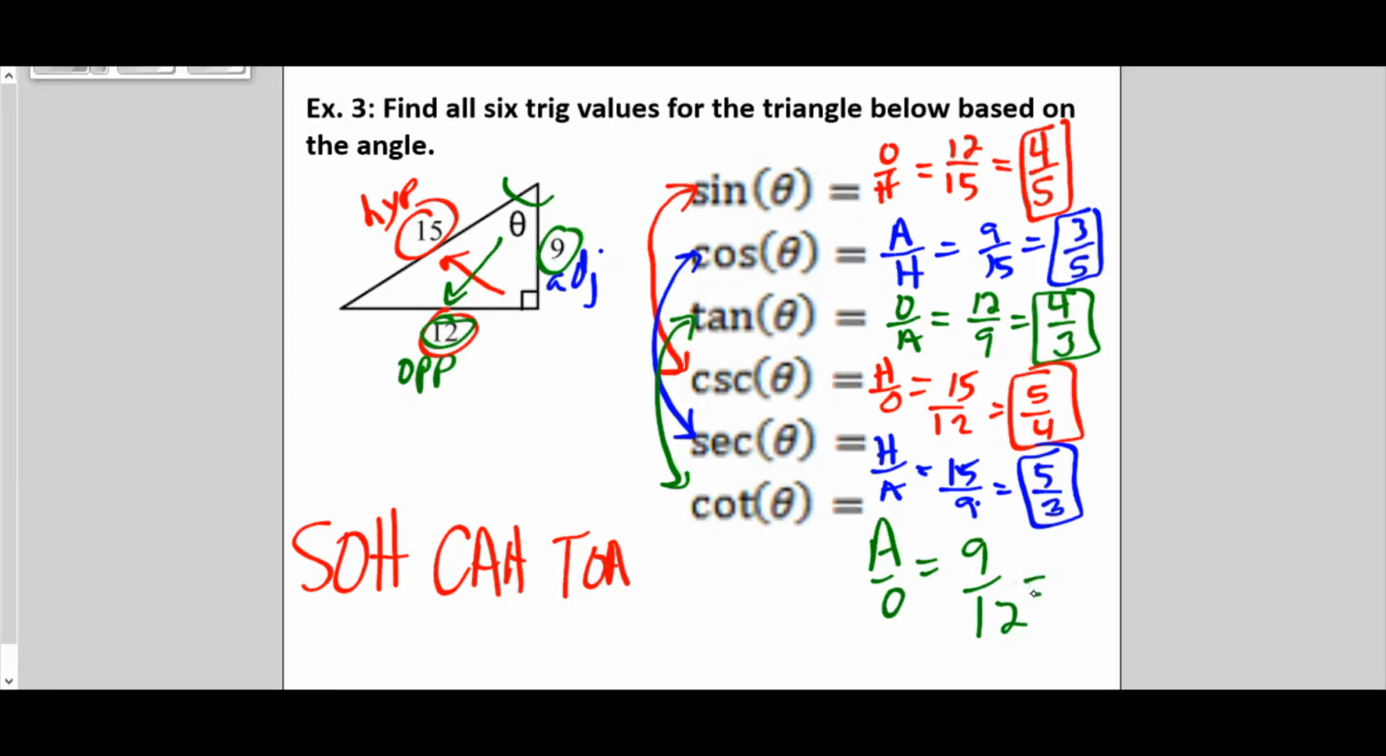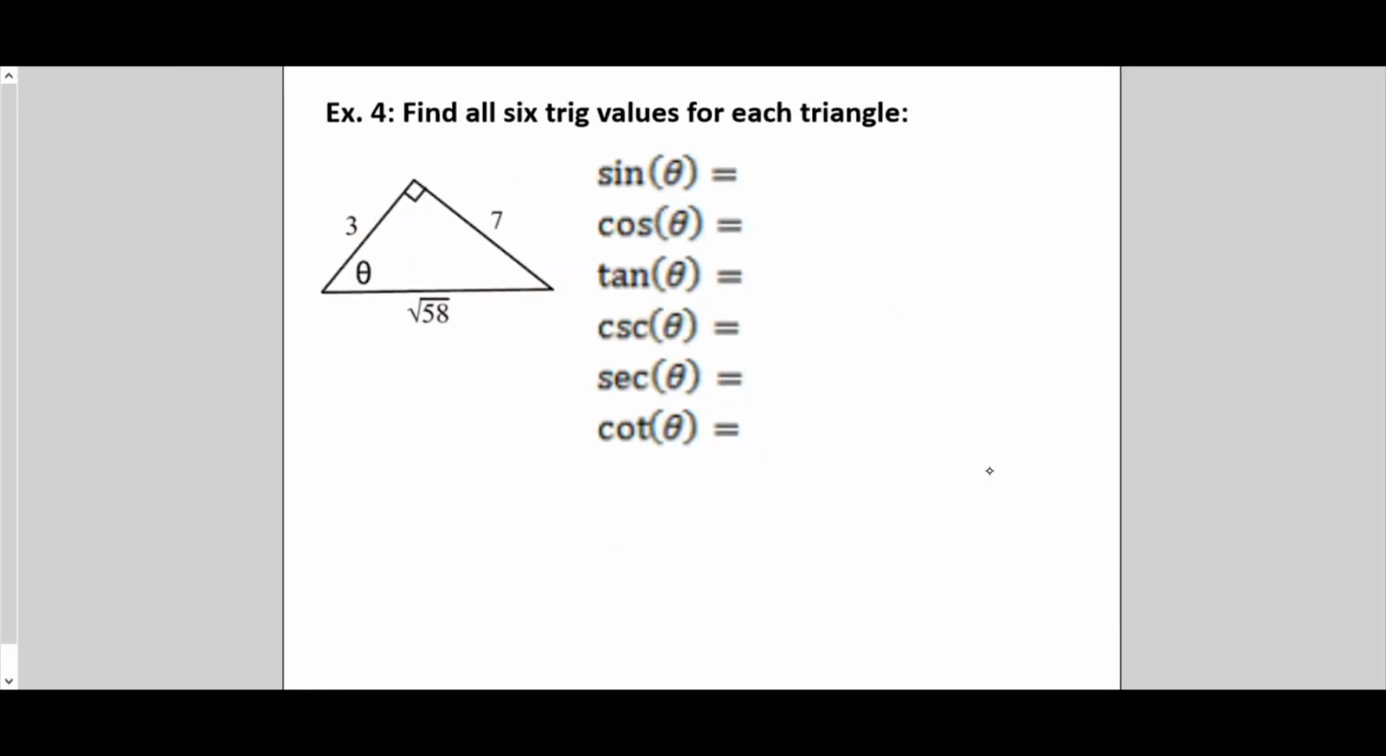So this reduces to 3/4. Again, you could have just taken the reciprocal of 4/3, which was tangent, and you could have got that. So example 4, just like we did in example 3, we're going to find the 6 trig values for the triangle. So start off by labeling the hypotenuse.